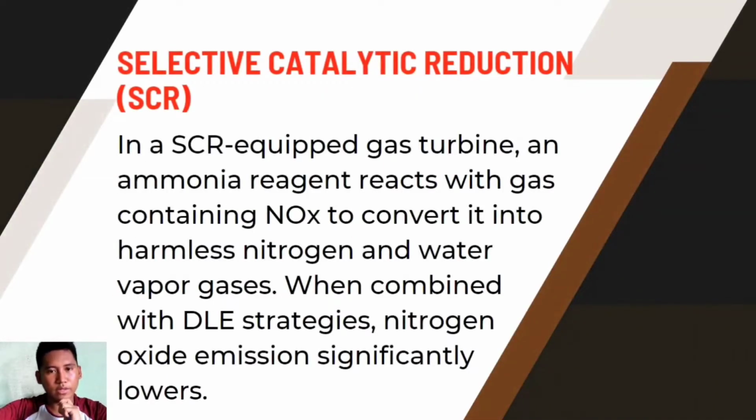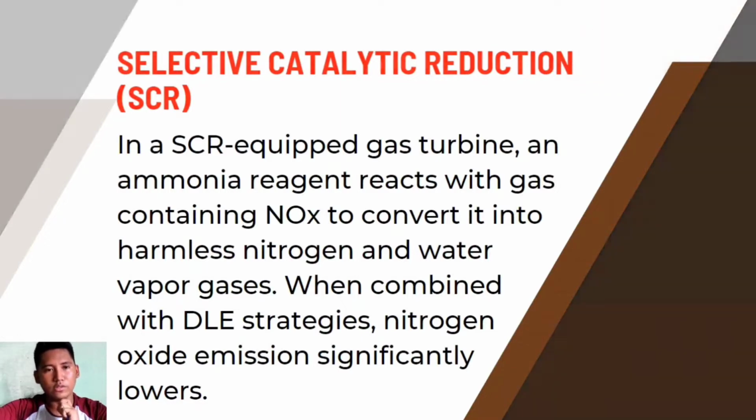Selective catalytic reduction or SCR. In an SCR equipped gas turbine, an ammonia reagent reacts with gas containing NOx to convert it into harmless nitrogen and water vapor gases. When combined with DLE strategies, nitrogen oxide emissions are significantly lowered.